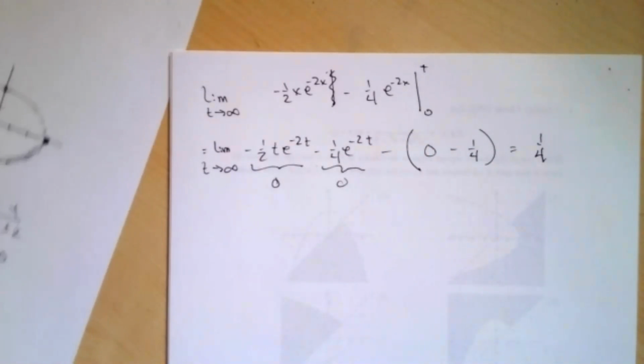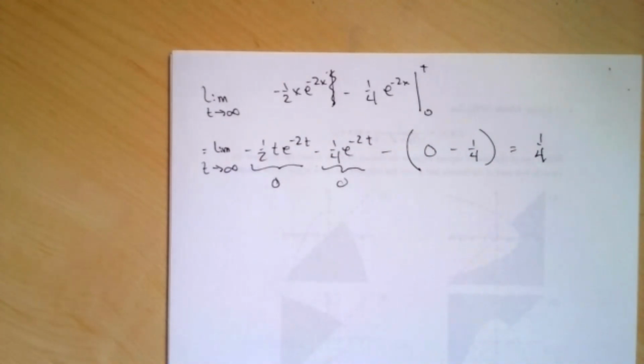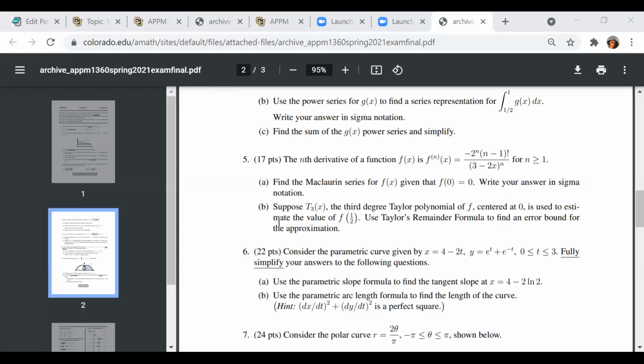Sure, go ahead. So what's the other question? Can I share screen real quick? Yeah, go for it. So can you please help me with this 5b, the Taylor remainder formula question? Yeah, what's this from? Spring 2021? Yeah.